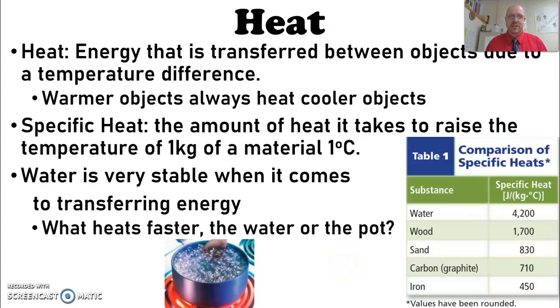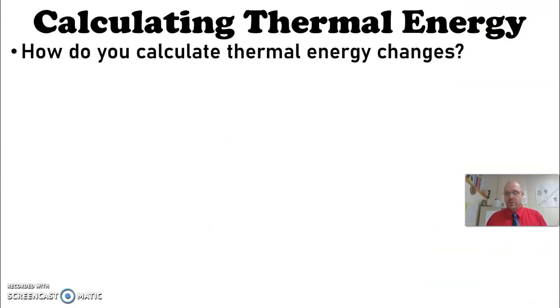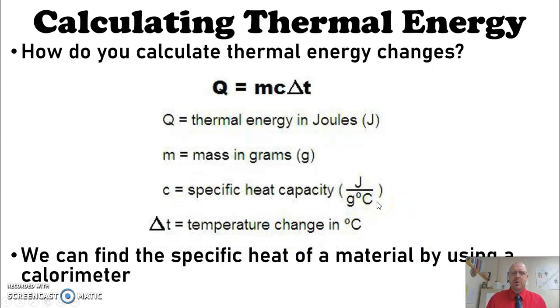And here's that same picture again. Let's calculate thermal energy. How do we calculate thermal energy? Well, we can find the specific heat of a material by using a device called a calorimeter. What a calorimeter does is it actually has 1 kilogram of water with a thermometer in it. It's in a system that's locked and isolated, and then we burn, or we transfer that energy, and see how much specific heat a specific item has.